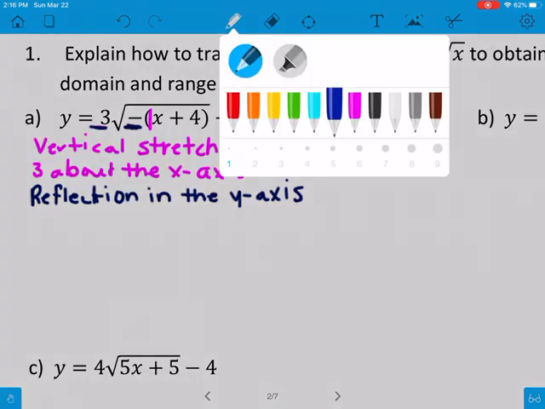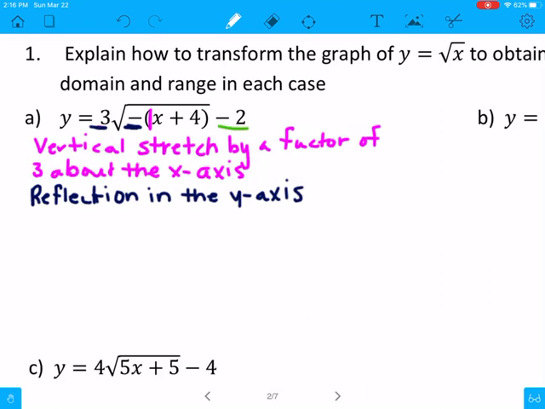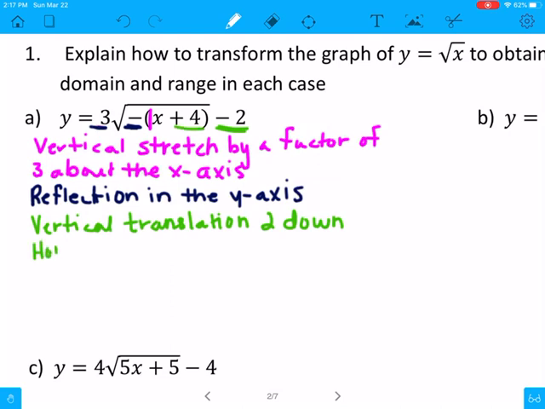And then all I have left is my translations. So here is a vertical translation. Two down, because remember it just stays what the sign is. And I have an x plus 4, so I have a horizontal translation. 4 left, because it's always the opposite.